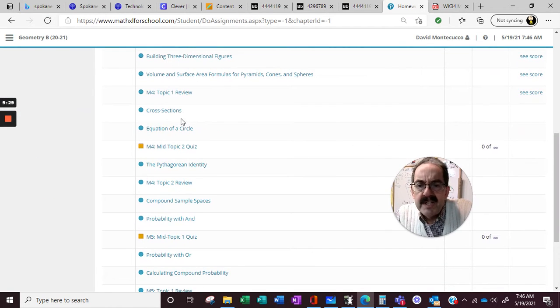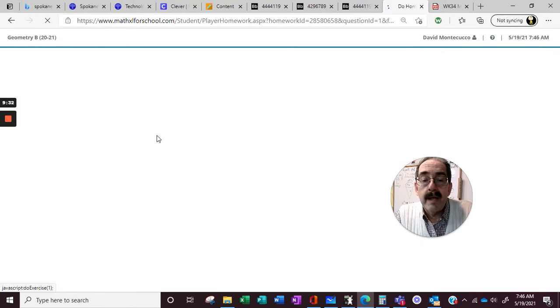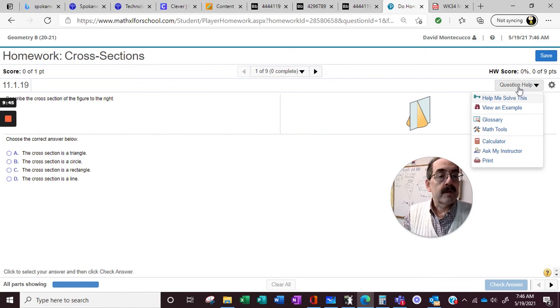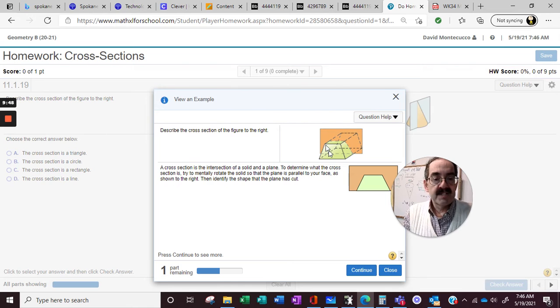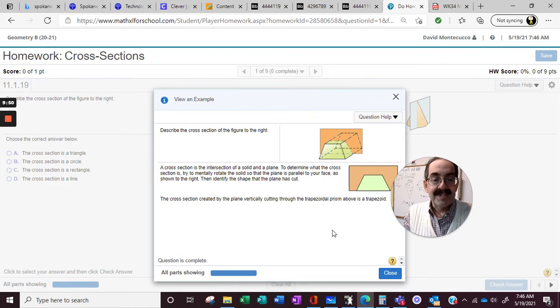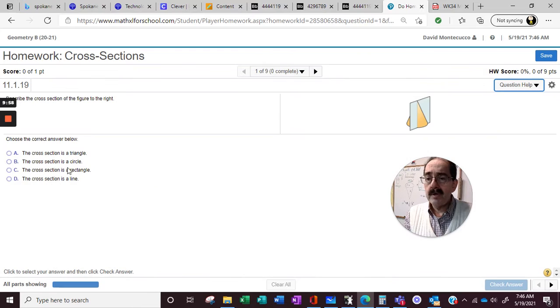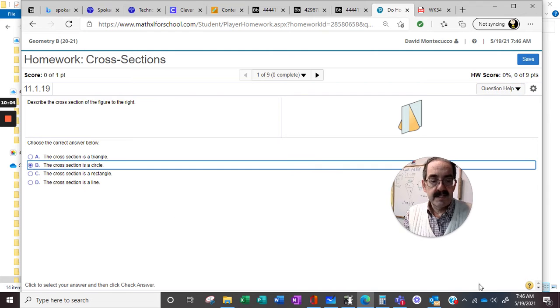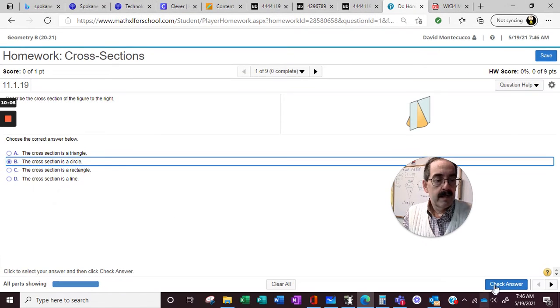So let's get moving to, I love cross sections. What does it look like if you slice something? Can you see how you can take an ice cream cone and slice it to get a triangle? Again, feel free to click on question help because they have a better way of drawing those than I do. What does it create when you slice it? So when you slice a cone, you get a triangle.